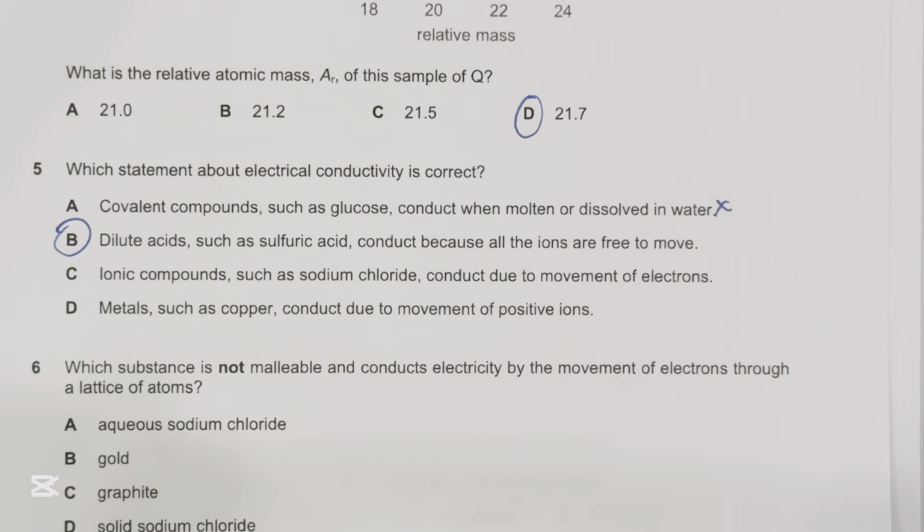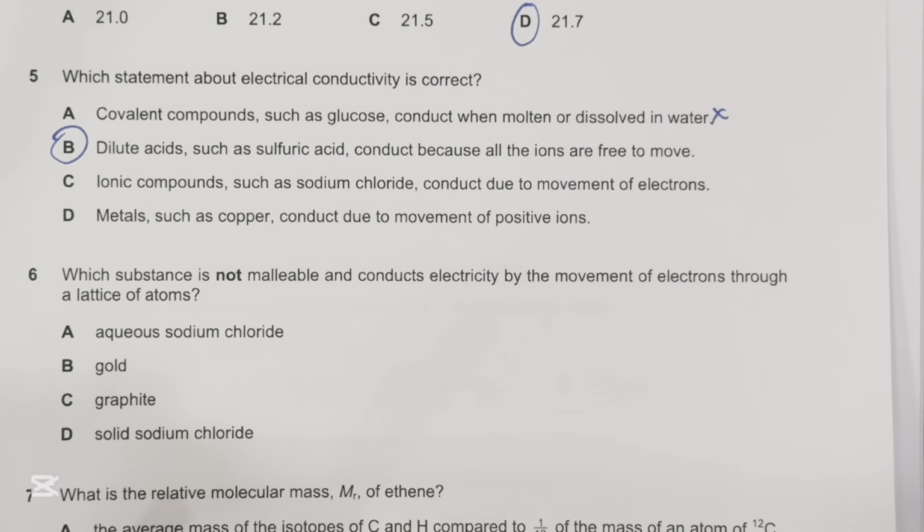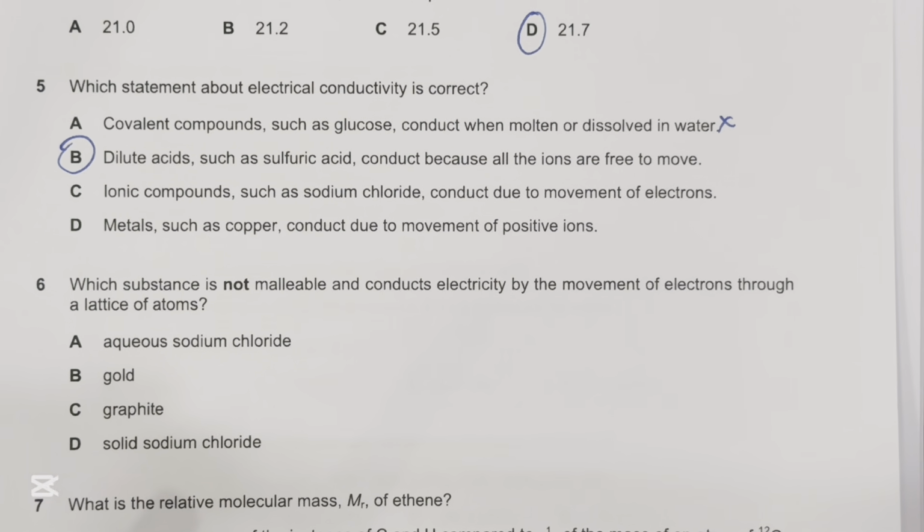Okay. Option C, ionic compounds such as sodium chloride conduct due to movement of electrons. No, they only conduct when they are molten.